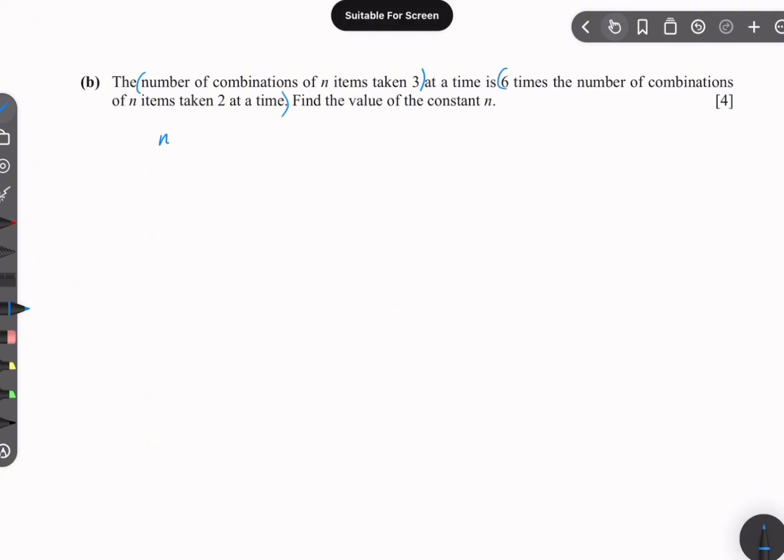So this would be nC3 is equal to 6 nC2. Because nC3 is 6 times nC2. So we can just write this equation. And then we can use the nCr formula, which will be n factorial divided by r factorial multiplied by n minus r factorial.